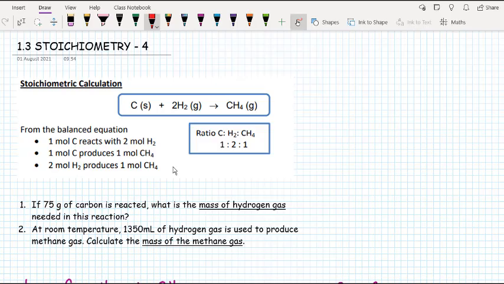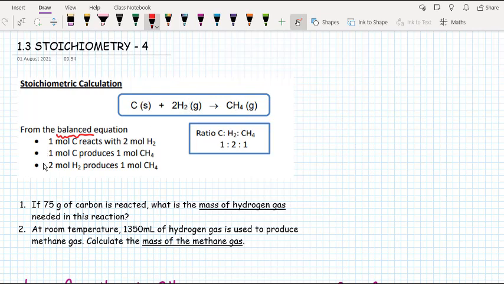Alright, hi class. For this lesson, we are going to do a stoichiometric calculation. Given in the equation over here, we have carbon reacting with hydrogen gas to produce methane gas. Please take note that for this topic, it is very important that we have a balanced equation. Once the equation is balanced, then we can see the stoichiometric relationship.